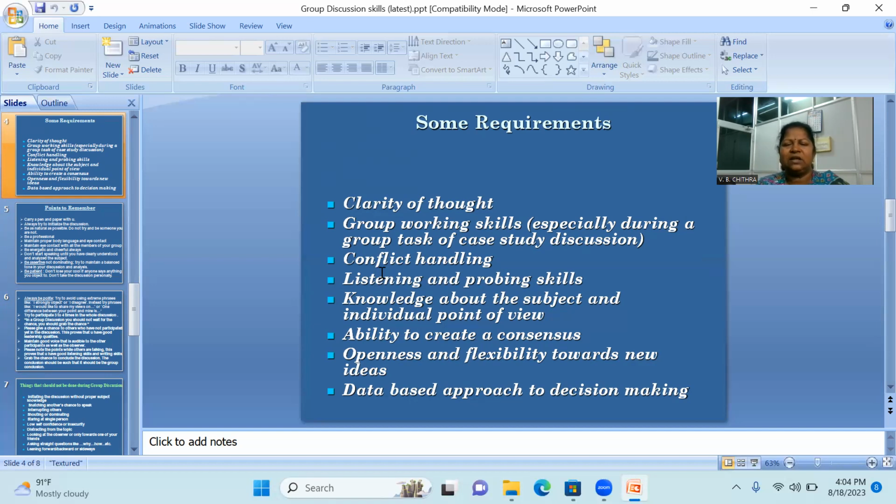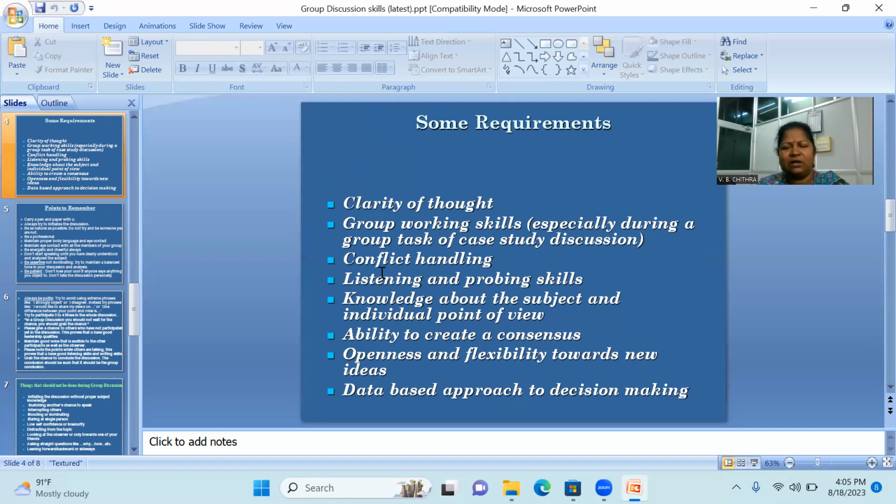So next one, listening and problem probing skills. People will test whether you are going to listen to others or not, whether you have the kind of patience or not, whether you can probe into any problem, or whether you can solve that problem, etc. So these are some desirable parameters they look for in a candidate.